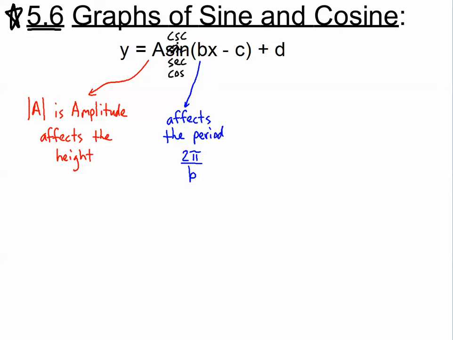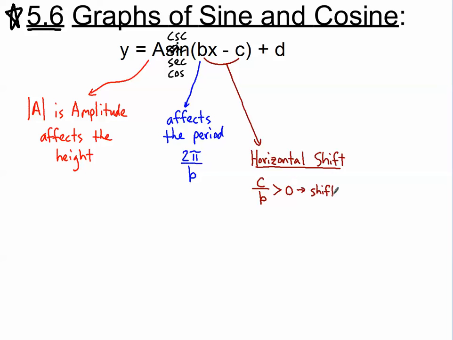Okay, today we're going to be exploring C and D. Now C and B actually work together, and they represent our horizontal shift. The textbook will call it a phase shift when we're shifting horizontally. So C and B work together. If the value of C divided by B is a positive number, then we are shifting to the right. And if C over B is a negative number, then we're shifting to the left.